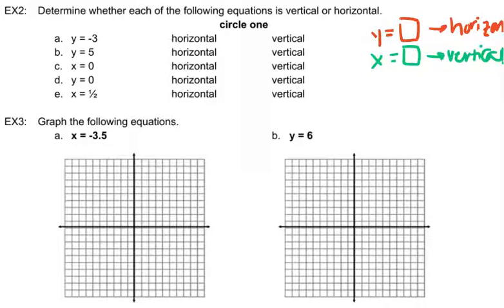So it should be relatively easy to look at these and say, is it y equals something? That means it's going to be horizontal. Let's take a look at example number 1. A, y equals negative 3. Circle 1, we get, oh, that's a horizontal line. Now we have B, y equals 5. Oh, look, that's going to be a horizontal line too. Now on the other hand, x equals 0. That means it's going to be vertical. Take a second, do the last 2, and I'll show you the correct answer in about 10 seconds.